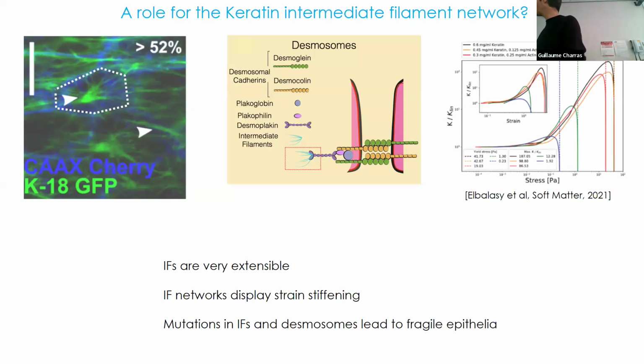The other thing that we know is that mutations in intermediate filaments and desmosomes give rise to a whole slew of diseases where you get fragile epithelia. One of these, for example, is epidermolysis bullosa. The patients that have this disease will have cracking of their skin at each articulation. Essentially, anywhere where there's high strain on the skin, you'll tend to get cracking.